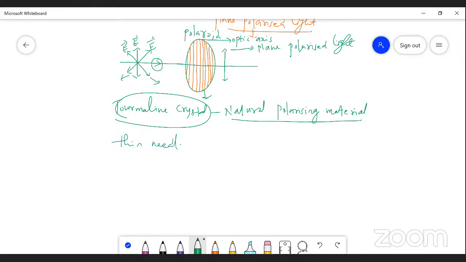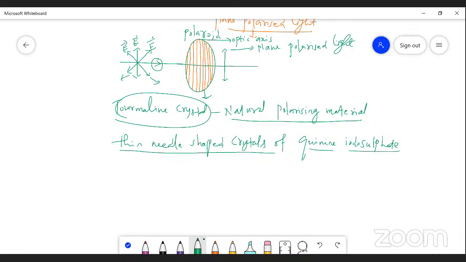Thin needle-shaped crystals of quinine iodosulfate. So we make a Polaroid or polarizer artificially. Taking a large number of these thin crystals of quinine iodosulfate, arranged in such a way that their optic axes are parallel with each other, and tightly packed in between thin transparent plastic sheets, it will serve as a good polarizer or good Polaroid.